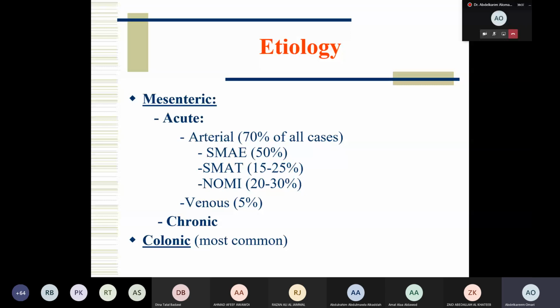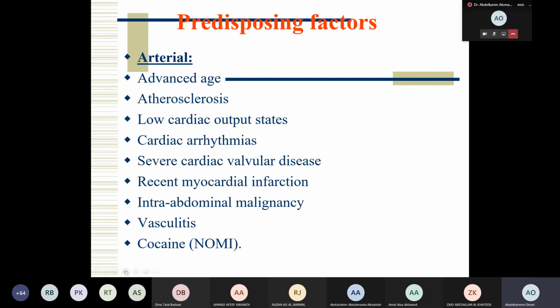Predisposing factors: arterial, as we said, we want to focus on the arterial. Advanced age, atherosclerosis, low cardiac output states, cardiac arrhythmias, severe cardiac valvular disease, recent myocardial infarction, intra-abdominal malignancy, vasculitis, or cocaine. These are the predisposing factors for the arterial.